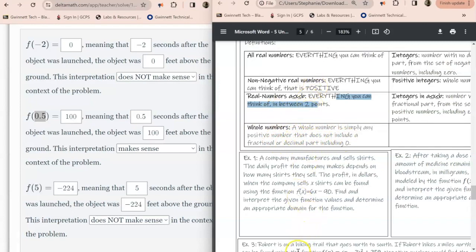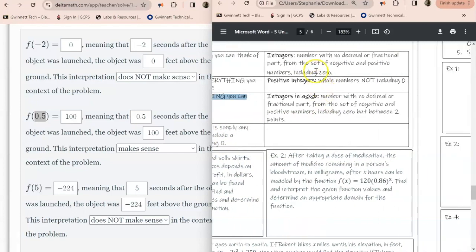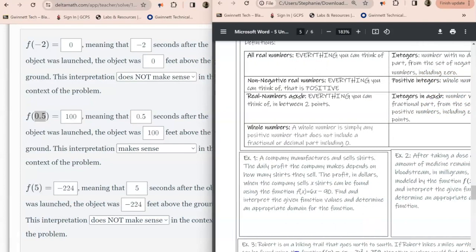So now I'm on just these two. And over here, this one was gone. Whole numbers not including zero, this one is gone. Number with no decimal, this one's gone. All right, so I'm down to two options, these two right here. So the question is, right, non-negative real numbers, everything you can think of that's positive.